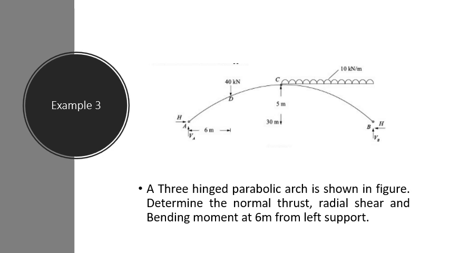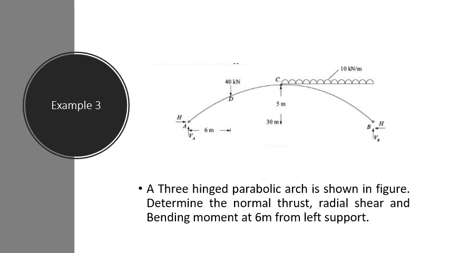So let's see the example. Last time we had seen the examples, three-hinged arches subjected to point loads. Let's see now how to solve when it is subjected to UDL. Steps are same. A three-hinged parabolic arch is shown in figure. Determine the normal thrust, radial shear and bending moment at 6 meter from the left support. UDL is acting over the right half of the span.